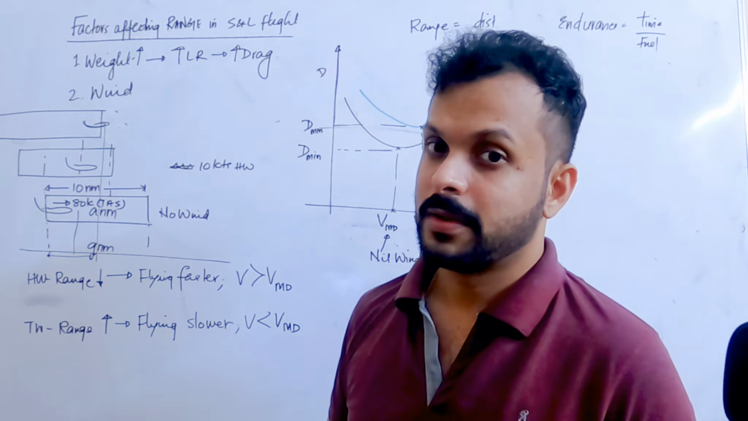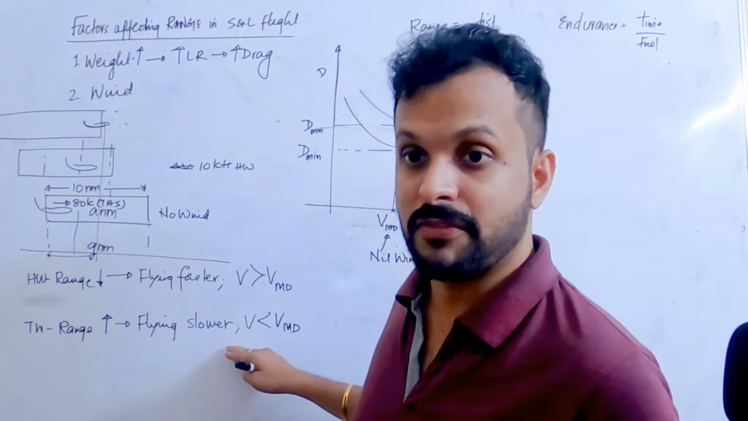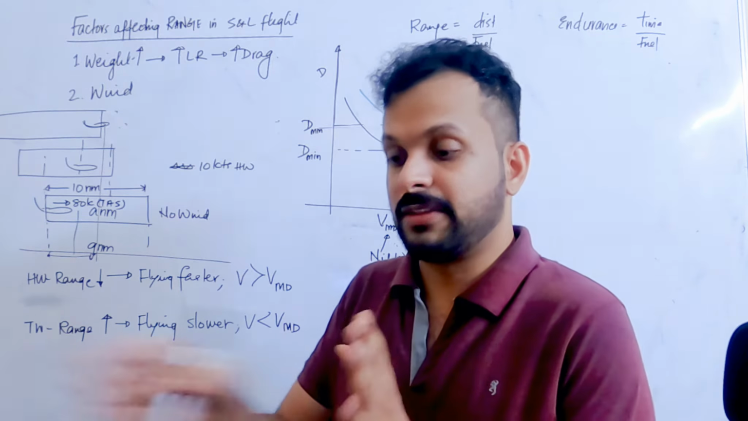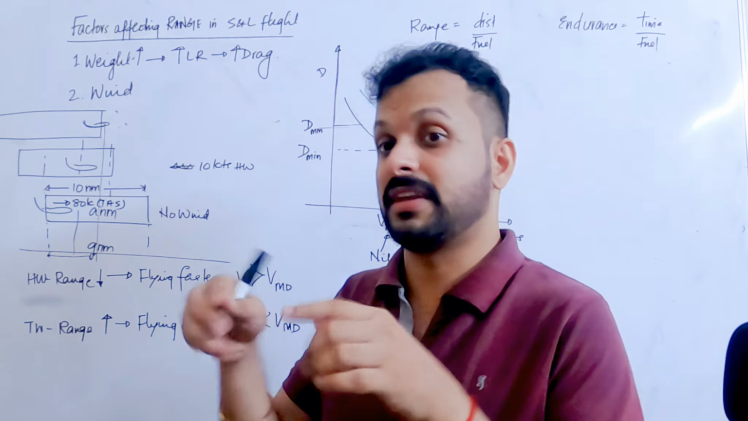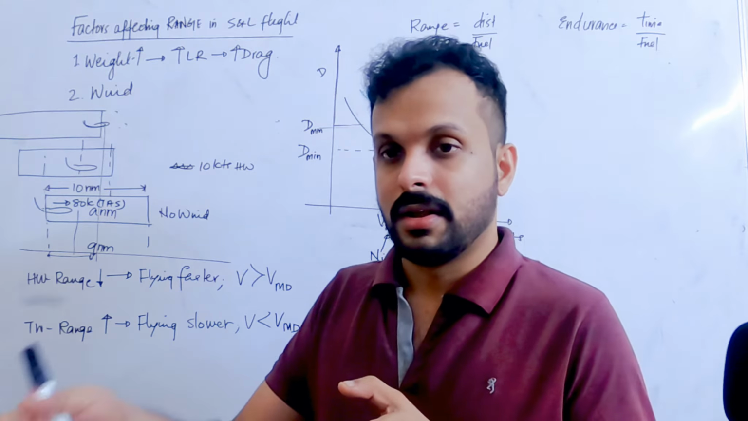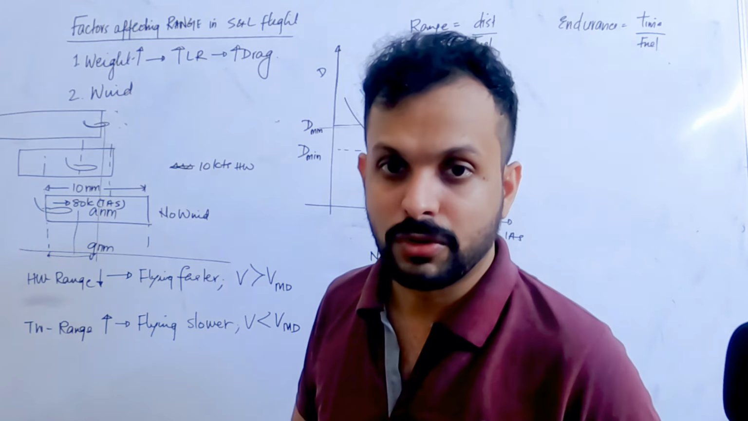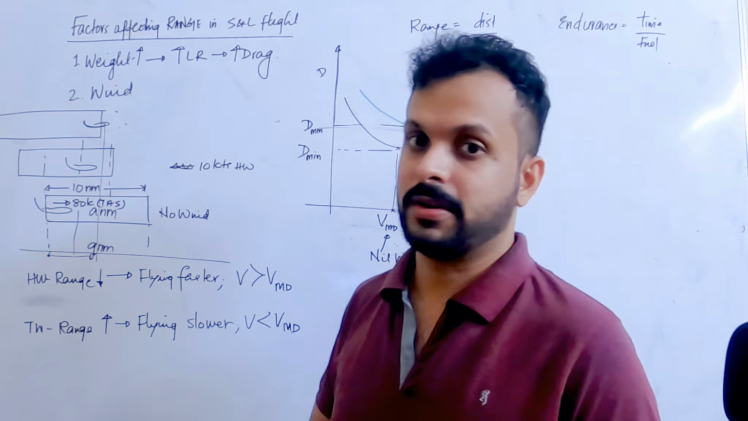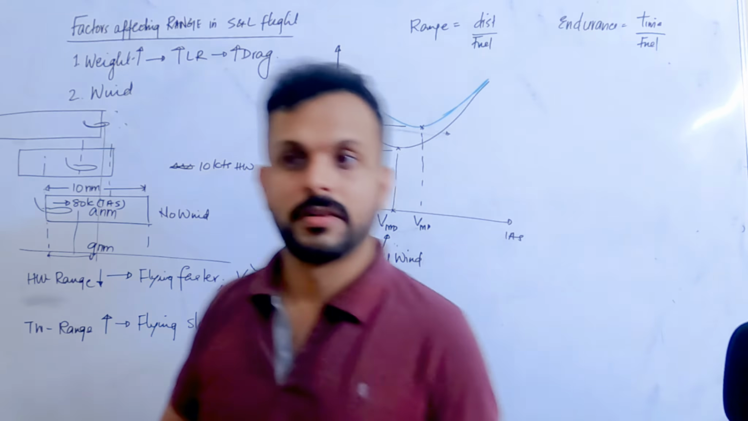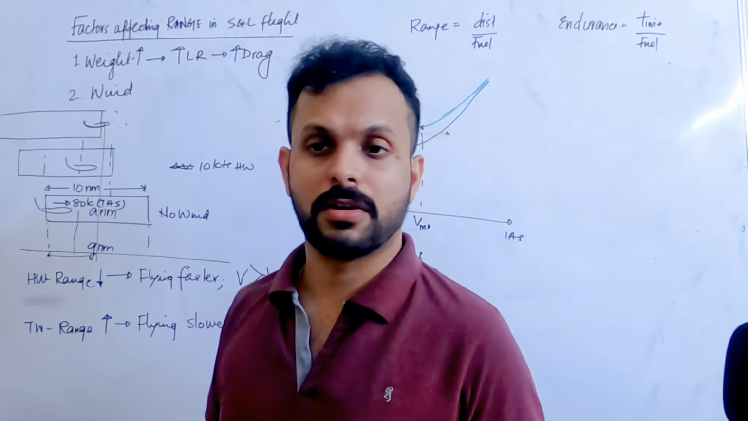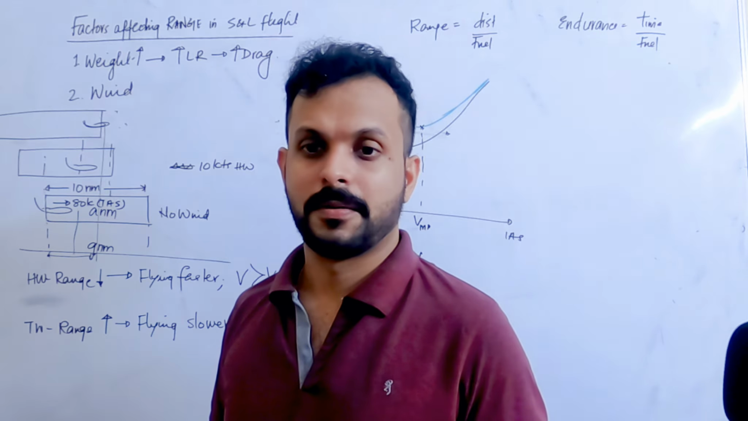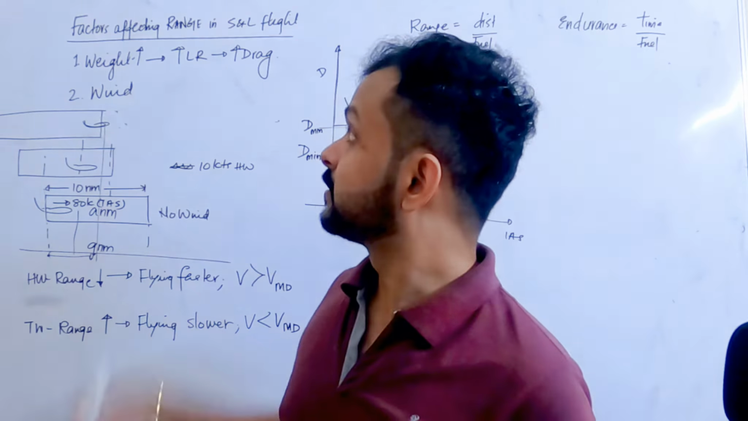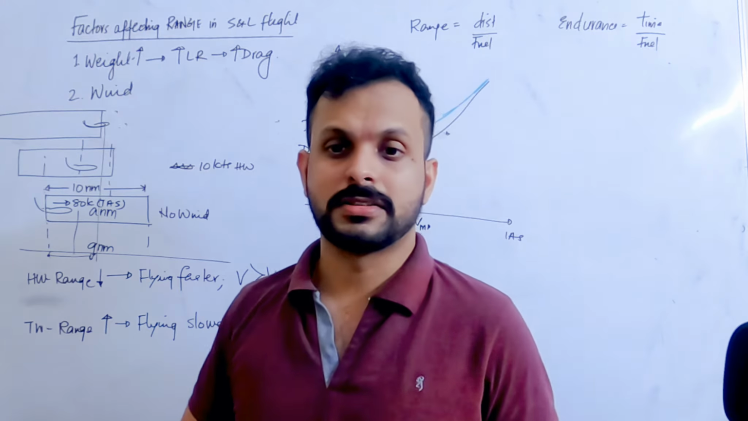Understood? Makes sense? So don't think that when you fly faster, you can actually increase your range. No, when the aircraft is having a higher true airspeed, what happens to drag? The drag is actually going to increase. The parasitic drag is going to increase with speed. Right? Do you understand the effect of wind on the range of the aircraft? Yes. Right? Now the third factor which affects the range is the altitude.